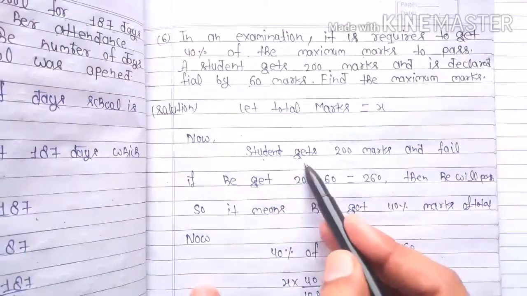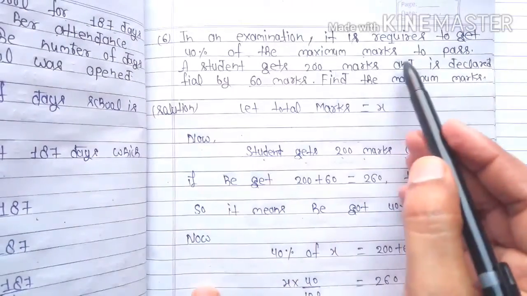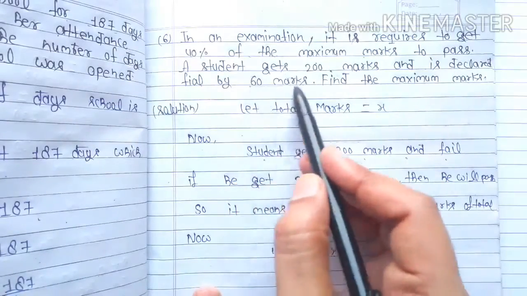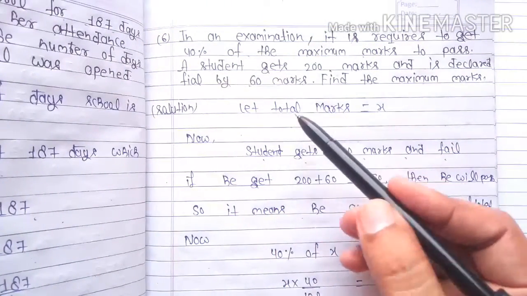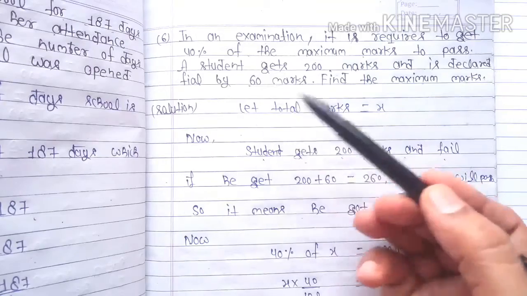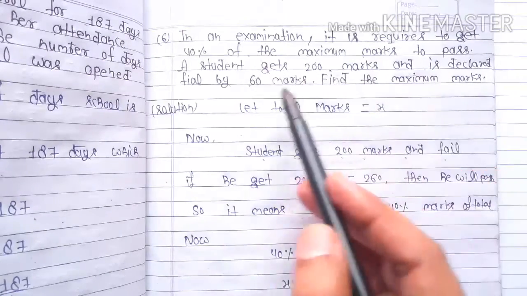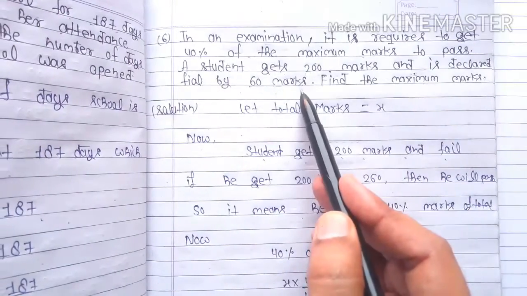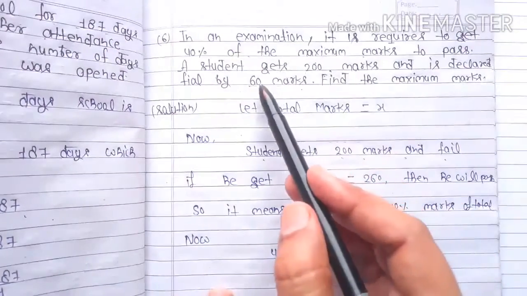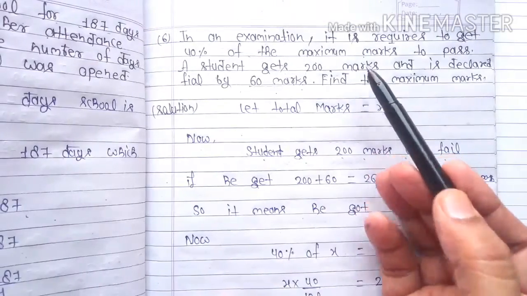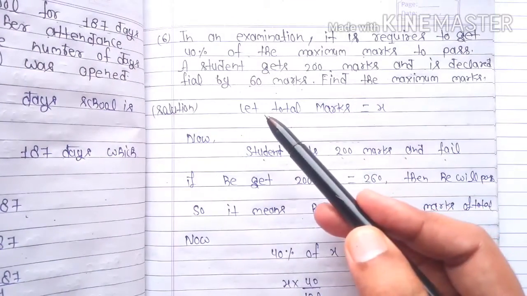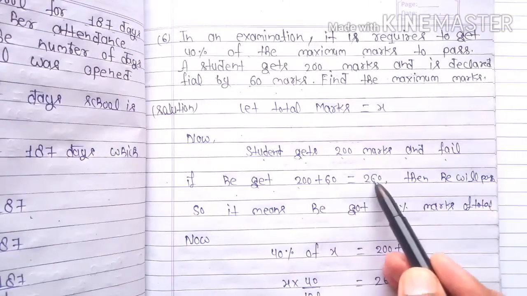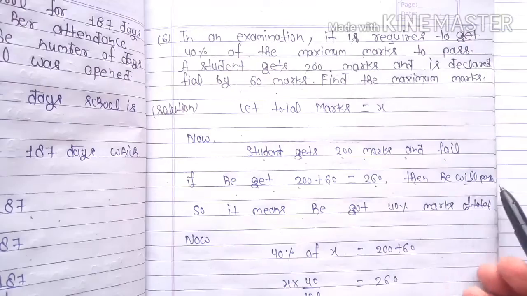Now, a student gets 200 marks and fails. A student gets 200 marks and is declared failed by 60 marks. Means if he gets 60 marks more, then he will pass. Means he is short of 60 marks to pass. If he gets 200 plus 60, then 260, he will pass.